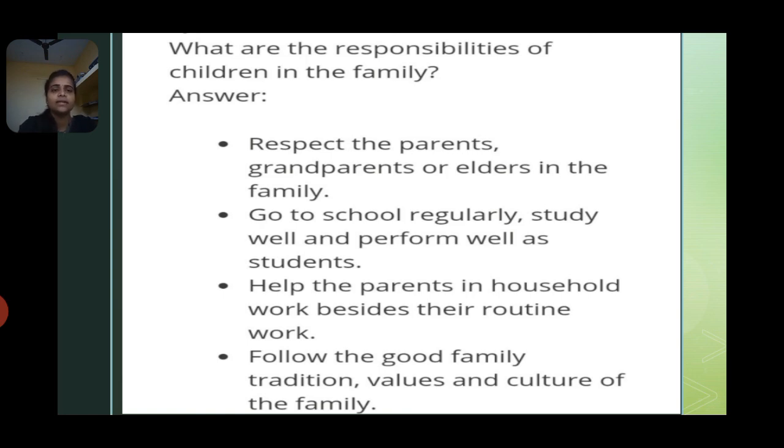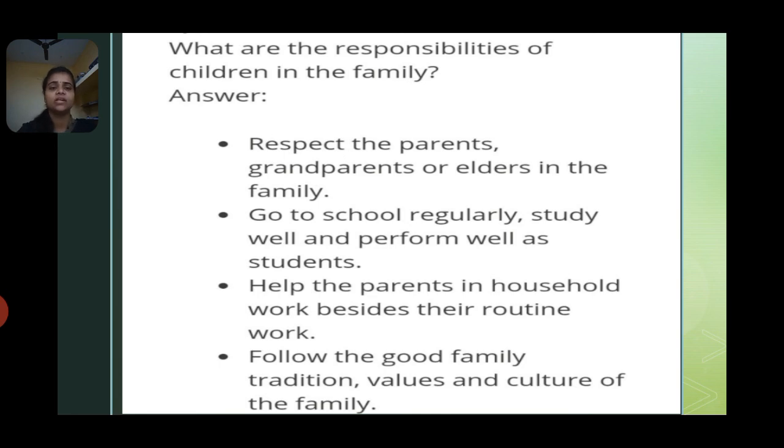Go to school regularly, study well and perform well as students. You should go to school regularly. Yes, now you are not coming to school, but you should still study well. Whenever this pandemic is over, you will again be joining school. So you have to study well and perform well as a student. It's your responsibility because your parents are giving you a good education. Now it is your turn to give back. How will you give back? By studying well, by performing well in your academic career.